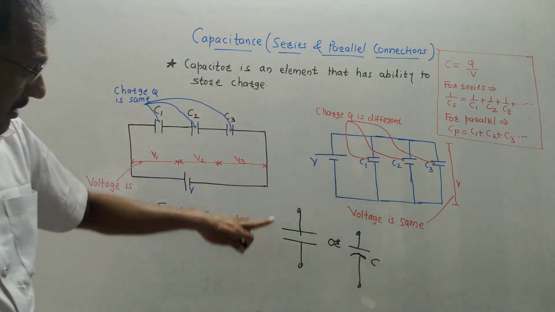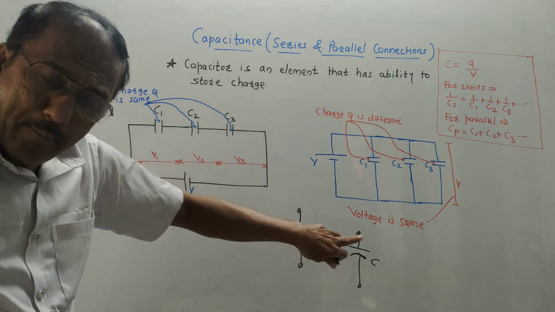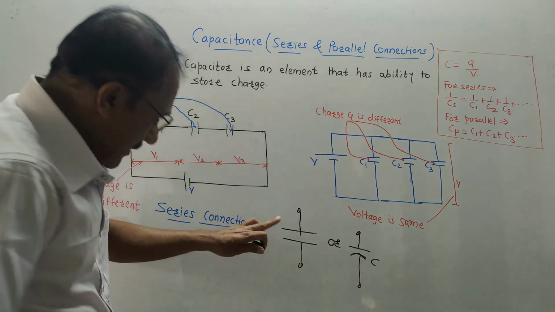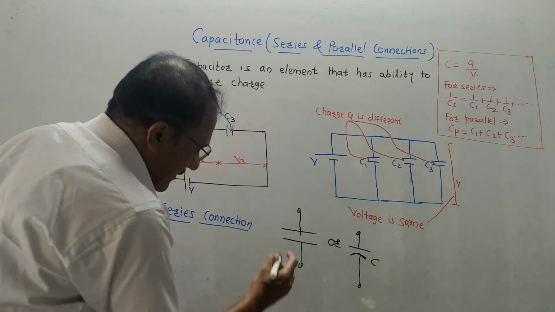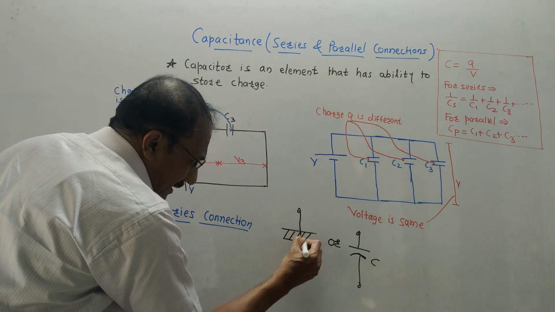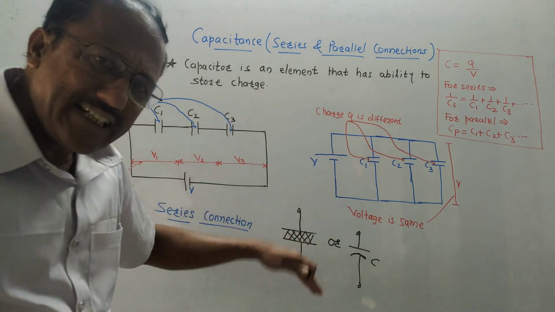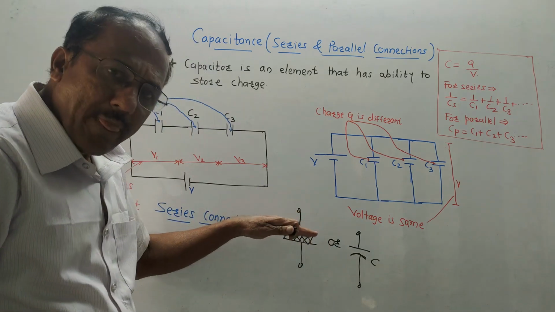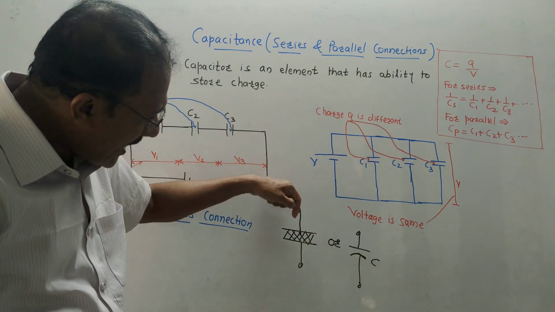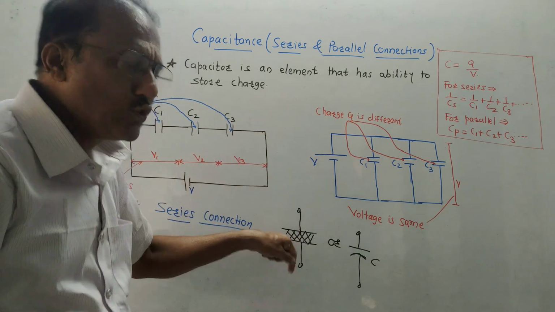Now, this is the symbol of parallel plate capacitor. Between the two plates, the dielectric material is existing. This dielectric material acts as an insulator. So, ideally, any charge will not flow through this insulator.